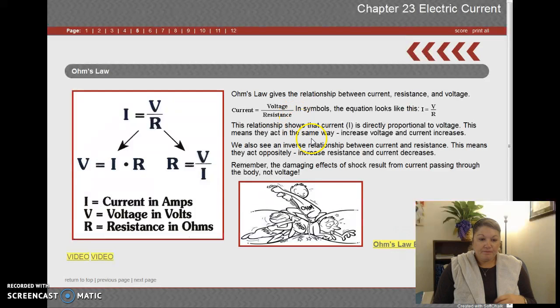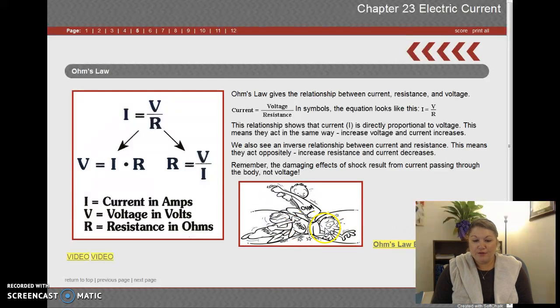So here in this figure to the left, you can see different ways to rearrange that equation depending on what you need to solve for. And I like this little picture right here. You can see the amp, right?